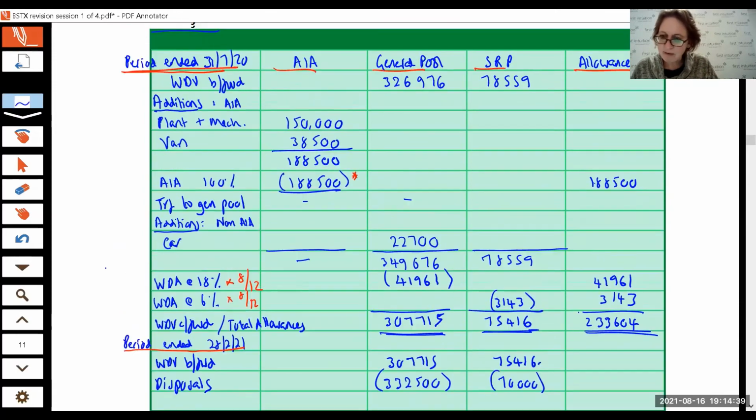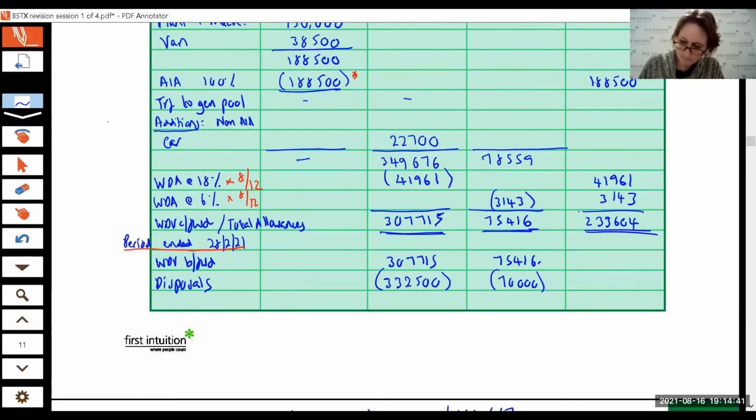Let's do the special rate pool first. So you tell me what you think this needs to be. We can see it's 5416, the difference between the two, but what is that? A balance in what? Is it a balance in allowance or is it a balance in charge? Any thoughts on that? Remember how this works? Yeah, an allowance, well done.